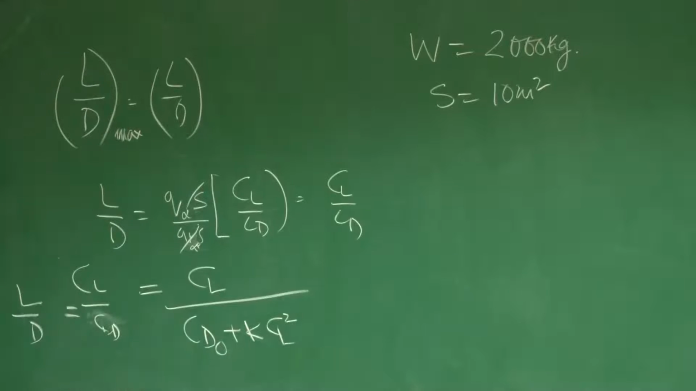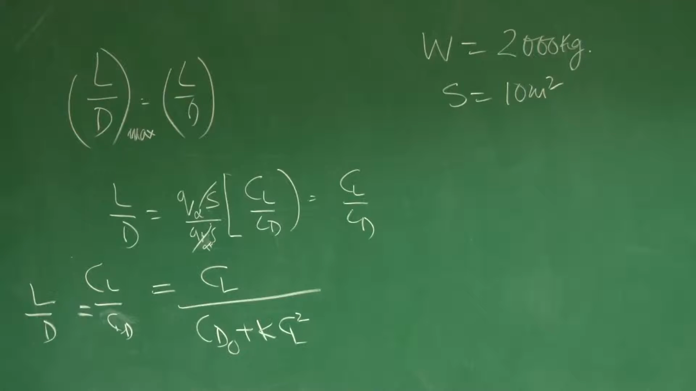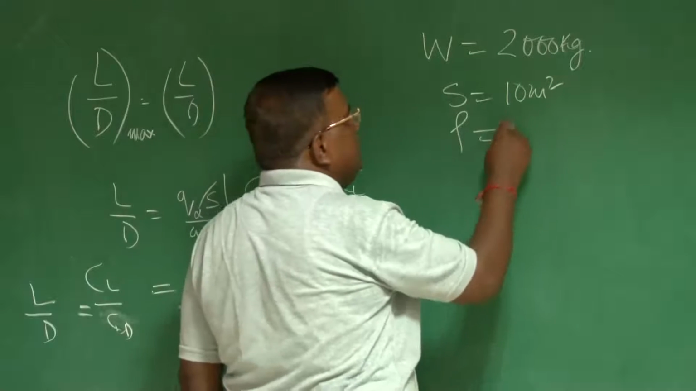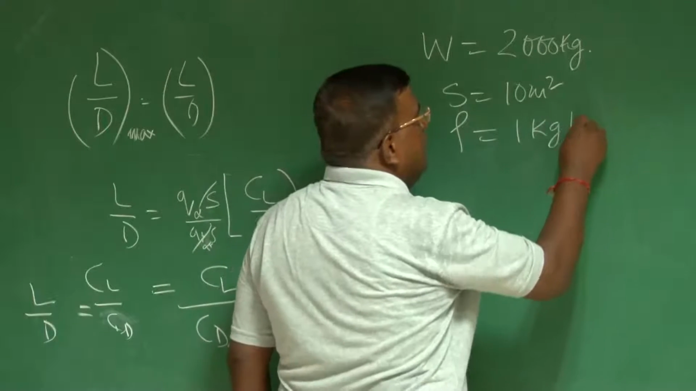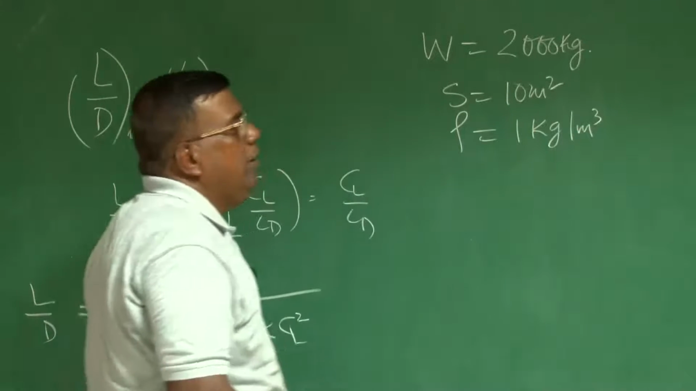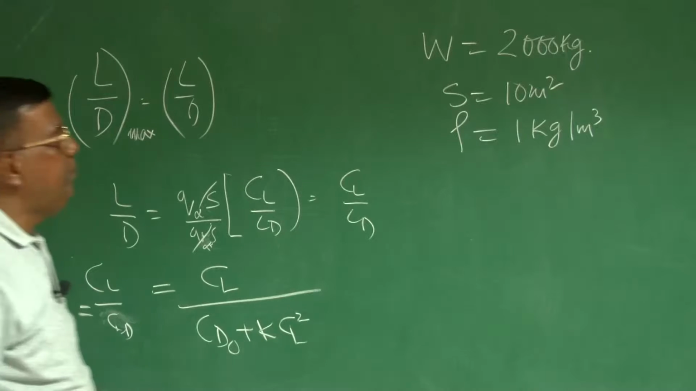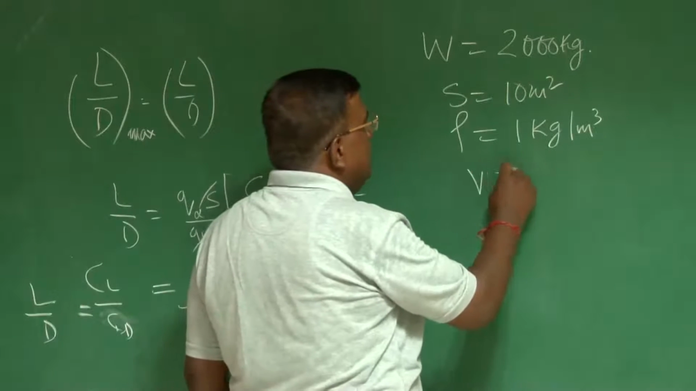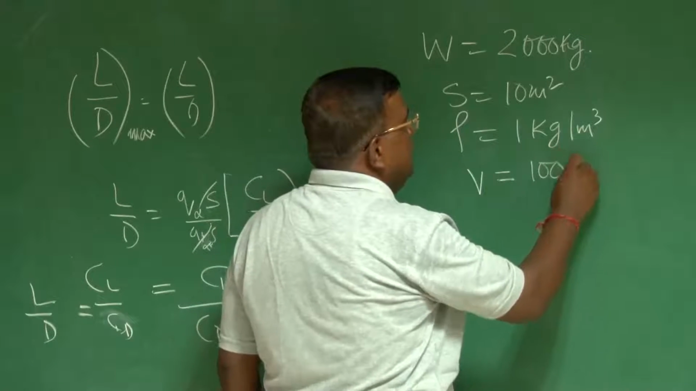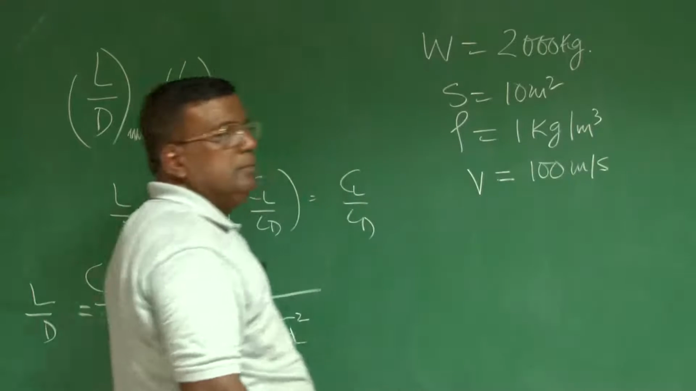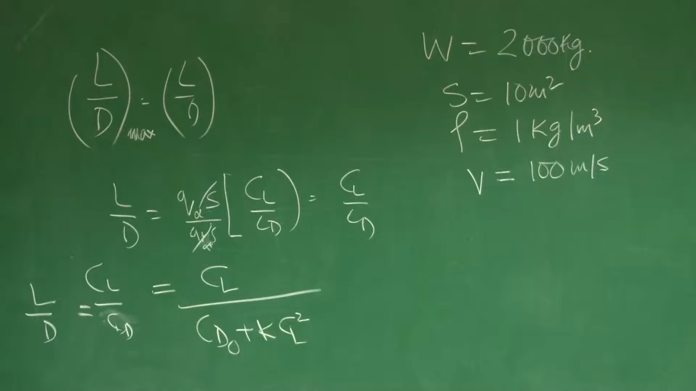So what is the wing loading here? What is the wing loading? 200 kg. And then let's say, for simplicity, I am flying at an altitude where the density of air is 1 kg per meter cube. And I am flying at a speed, let's say, equal to 100 meter per second. Purposefully, I have taken a speed and altitude so that the flow is subsonic.